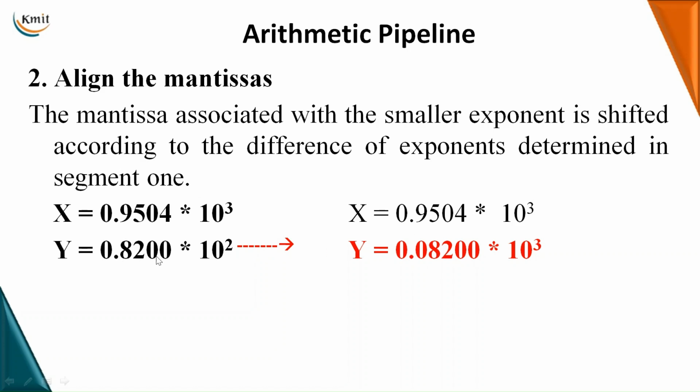For the y part, you perform a right shift, giving 0.0820, and you increment your exponent by 1, so it is 10 to the power of 3. Now your mantissas are aligned in such a way that the exponents of both of your fractions are the same. Next, we go for the third step.